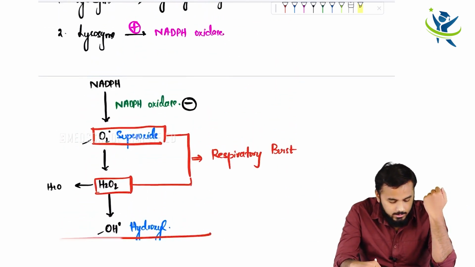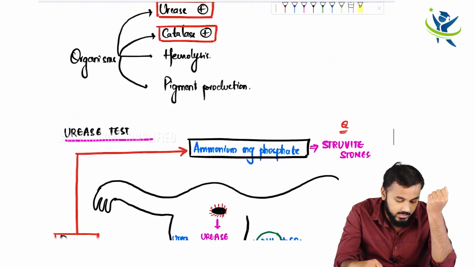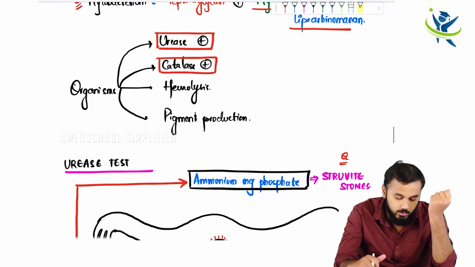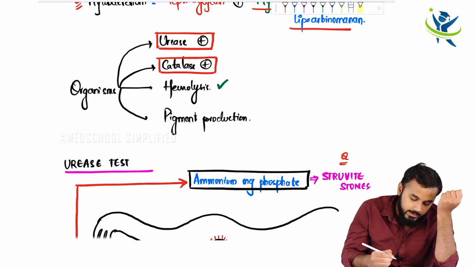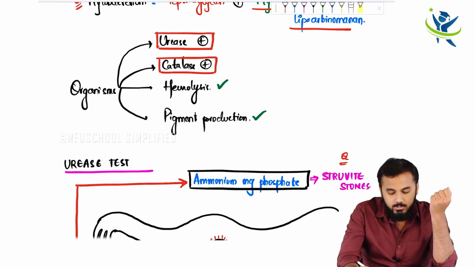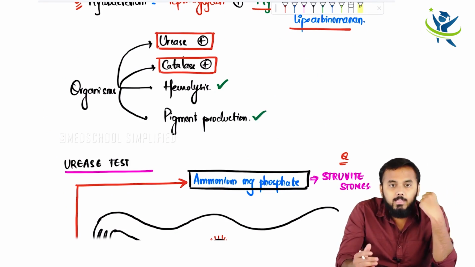So these are the basic things which we thought of discussing in this lecture. In the next lecture, we shall be continuing with the bacteria which are hemolytic and which are pigment producing. We shall be discussing the different types of pigments a bacteria produces. So thank you so much.